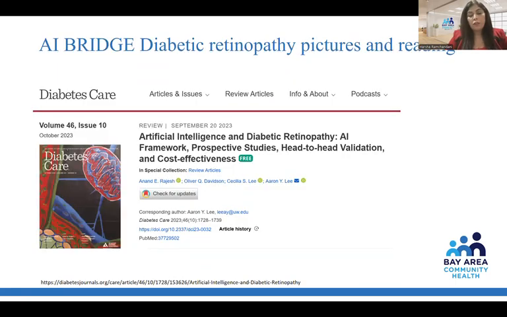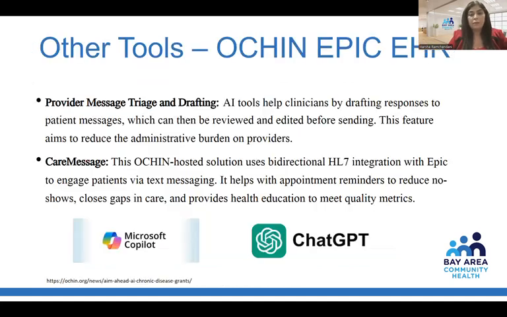The third thing we are using currently is called the AI Bridge project for the diabetes eye exams or retinopathy pictures. So not just taking the pictures, but also reading the reports is done through the AI. And based on that, we divide the patients as high risk, low risk, or medium risk for diabetic retinopathy.